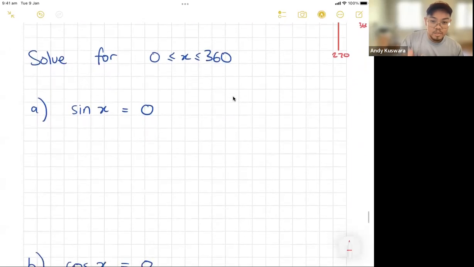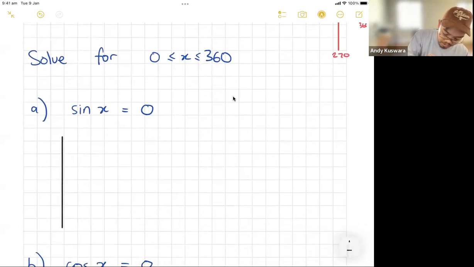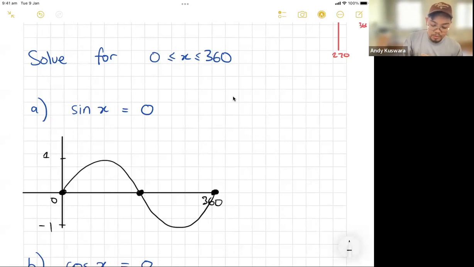Now, I'm solving between 0 and 360. I'm solving for sine x equals 0. So the thing I'm going to do is I'm going to sketch from 0 to 360. And this is my sine x, not great, but good enough. I know it peaks at 1. I know it dips at -1. And I know it's going to equal 0 at 3 particular spots. And so between 0 and 360, when does sine x equal 0?